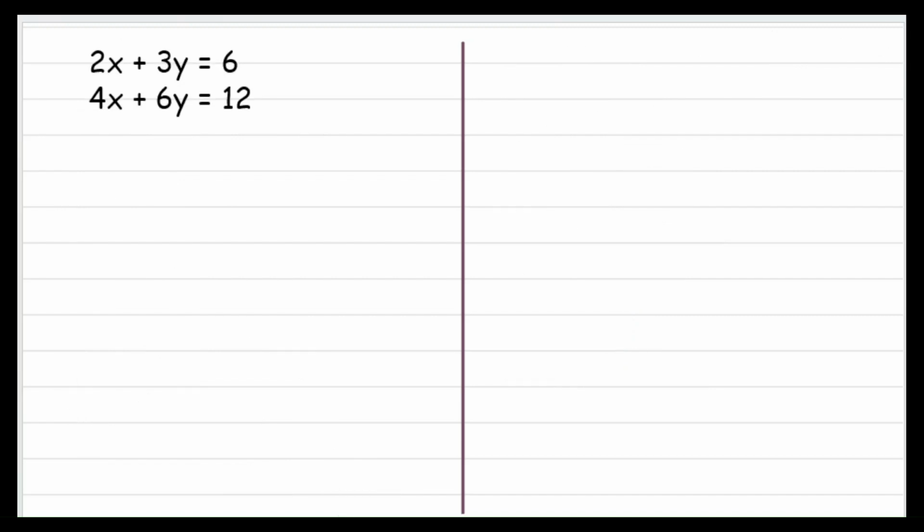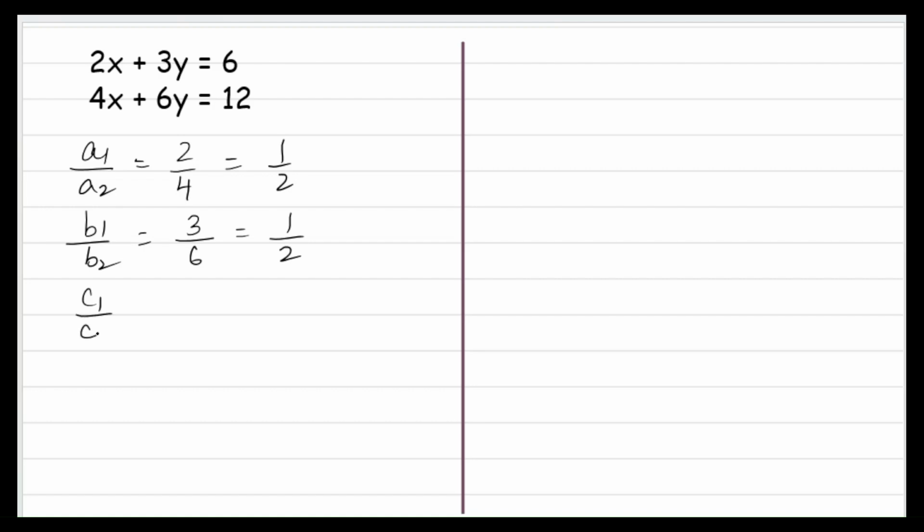The third and the last possibility. My equations are 2x plus 3y equals 6, 4x plus 6y equals 12. So let's compare the ratios. a1 over a2, the ratio of the coefficients of x, is 2 over 4, which is 1 half. b1 over b2 is 3 over 6, the ratio of the coefficients of y, which is again 1 half. And c1 over c2, the ratio of the constant terms, is 6 over 12, which is again half.